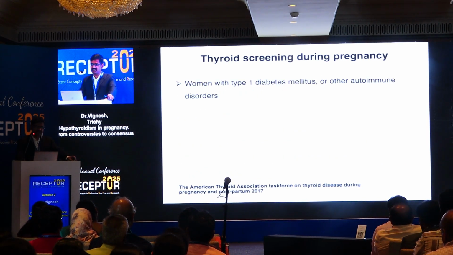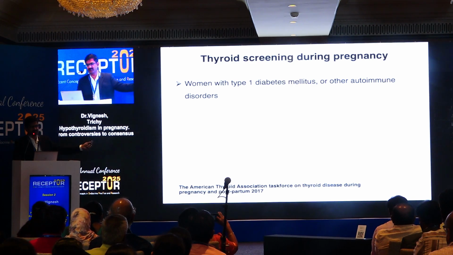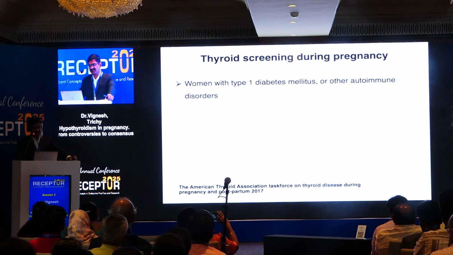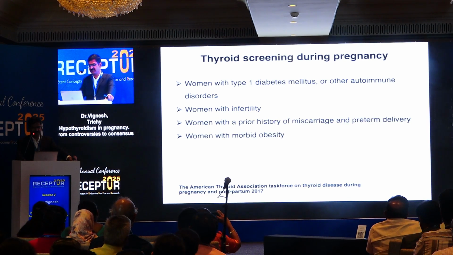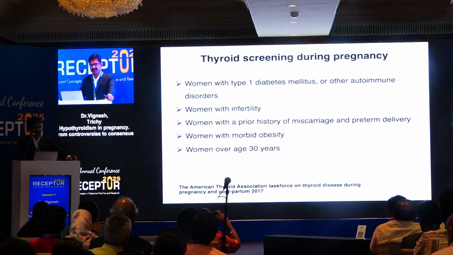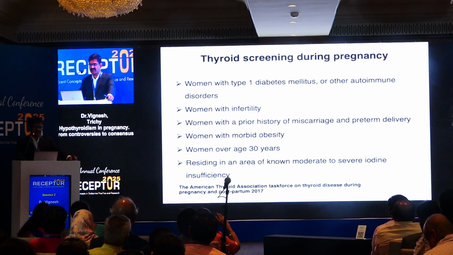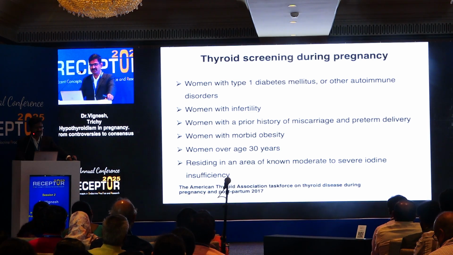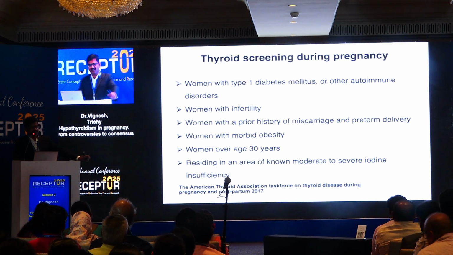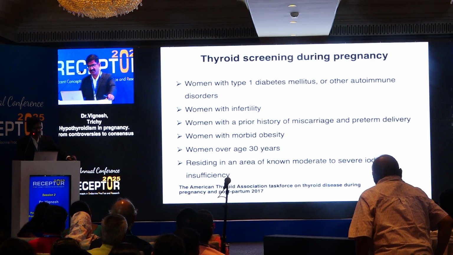In addition to that, anybody with type 1 diabetes, not type 2, this is type 1, which is autoimmune diabetes, or other autoimmune conditions like rheumatoid arthritis or SLE, needs to be screened. Or anybody who is on treatment for fertility, previous history of miscarriage, obesity, elderly age, all these people have to be screened. This is what we call case finding or high-risk screening. So RCOG guidelines, ACOG guidelines and ITS guidelines in 2017 advocate case finding screening.